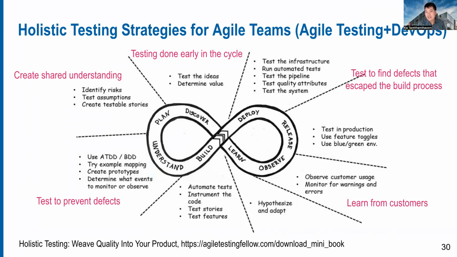Testing is done early in the cycle. During the discover phase, we should determine the value, test the idea, test the requirement, okay? Then when we plan it, we need to create a shared understanding. We need to identify the risk. What are the test assumptions? Create the testable stories. That means a testable story is like acceptance test criteria, okay? When we test it, yes, we use ATDD, acceptance test driven development. We use behavior driven development.